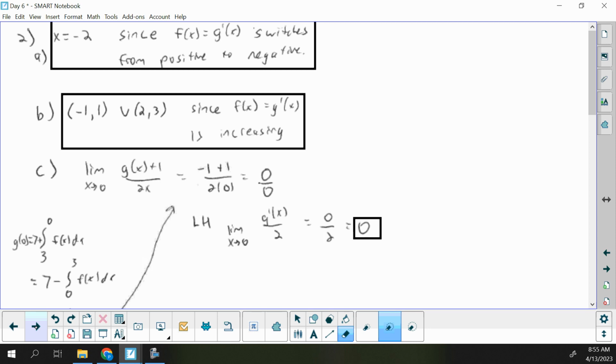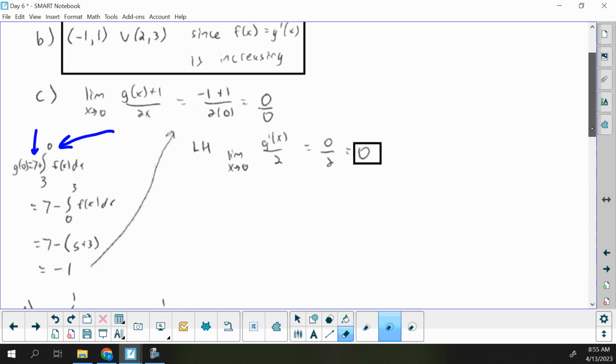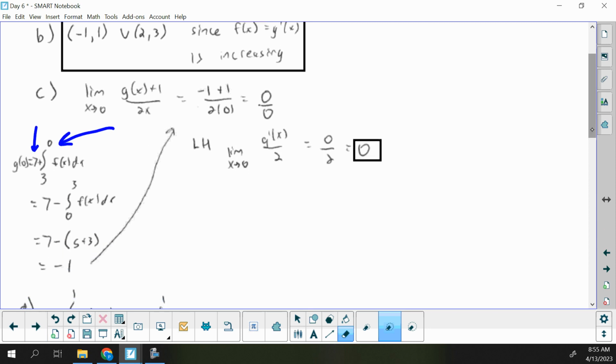Sub in 0 for x. On the bottom, we get 0. For the top, we got to do a little calculation. So to find g of 0, the thing they told us in the question was that g of 3 was 7. So we do 7 plus the integral from 3 to 0. Well, 3 to 0 we don't like because we like the smaller number on the bottom, so flip it and put the negative out front. So we're really doing 7 minus our space from 0 to 3.